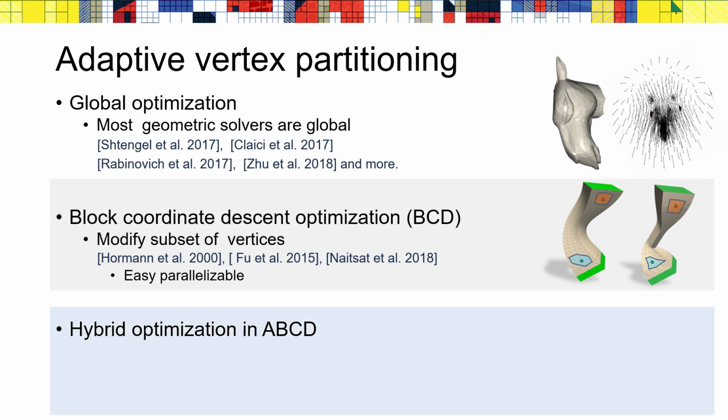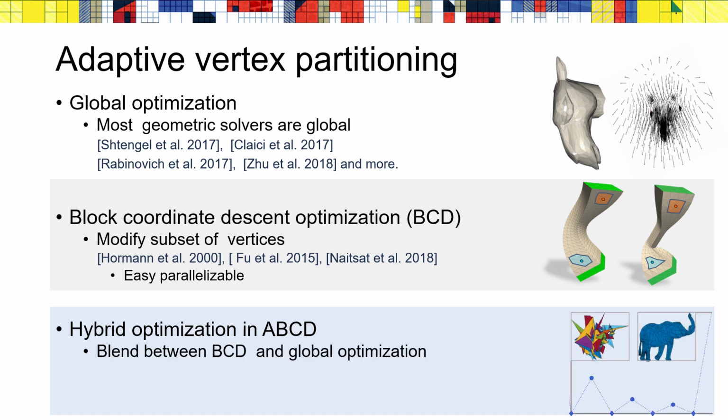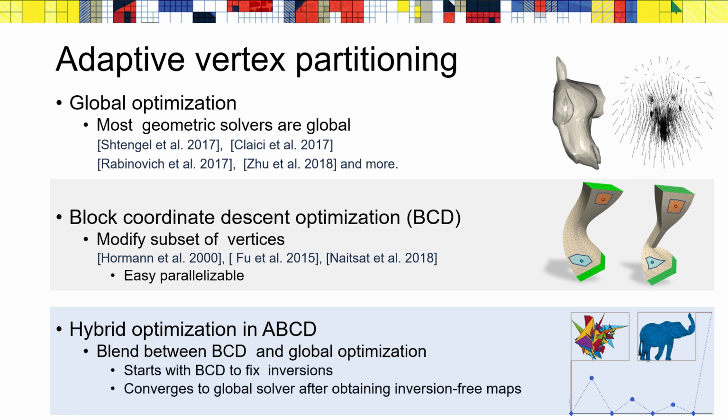Our algorithm is a hybrid method based on an adaptive block partitioning strategy that solves the distortion minimization problem separately over blocks of target vertices of varying sizes. Starting with the invalid non-injective initial map, ABCD behaves as a modified block coordinate descent up to the point where the current mapping is cleared of invalid simplices. Then our algorithm converges rapidly into the chosen global solver.